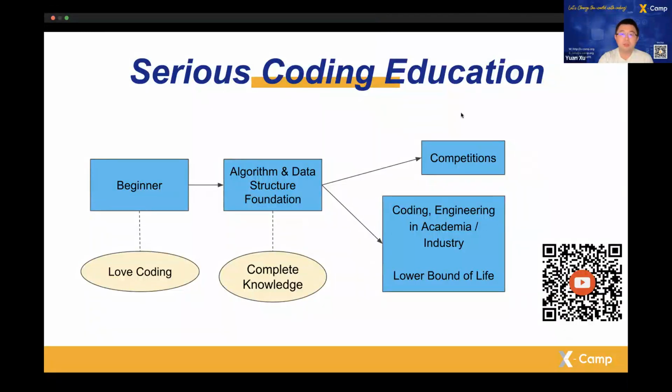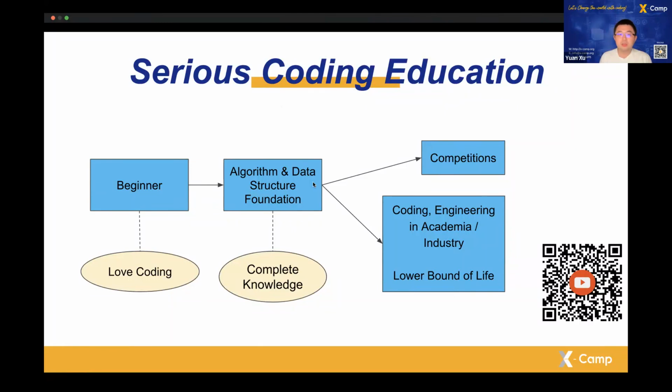And a quick snippet of the XCamp teaching philosophy is that we treat coding education really seriously. And most importantly, we have 3 stages for coding education. The first stage is about beginner level to make students love coding. Second stage is to really make the road paved for algorithm and data structure to build the really solid foundation for students.